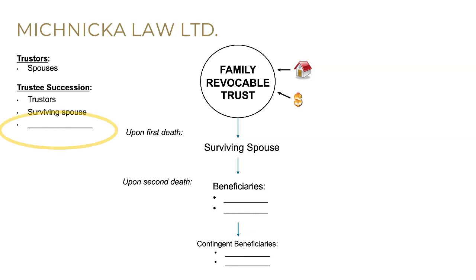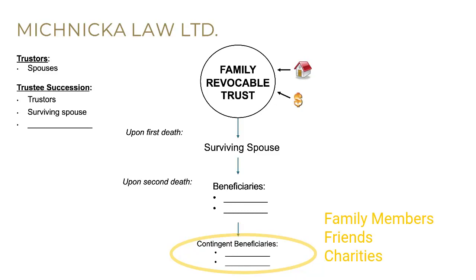Who do you want to serve as successor trustees? Who will manage assets for the benefit of the trustors if they are incapacitated, or for the benefit of the final beneficiaries of the trust after the death of the surviving spouse? Who do you want the ultimate beneficiaries of the trust to be? And if those persons fail to survive you, would you like to name contingent beneficiaries other than your heirs at law to take, such as other family members, friends, or charities?